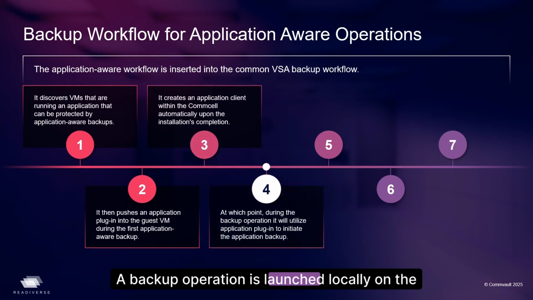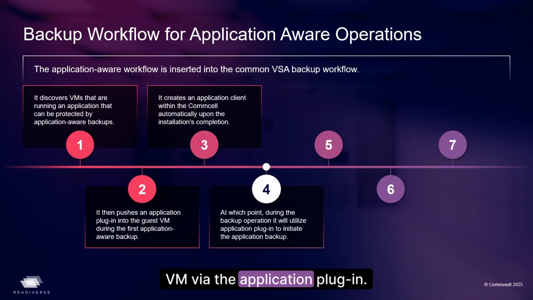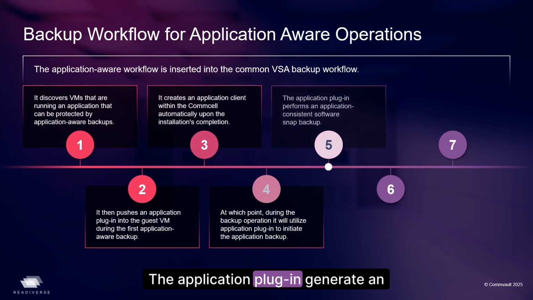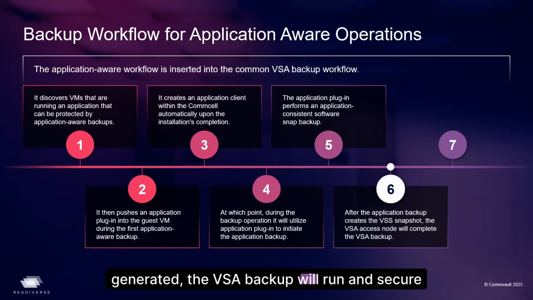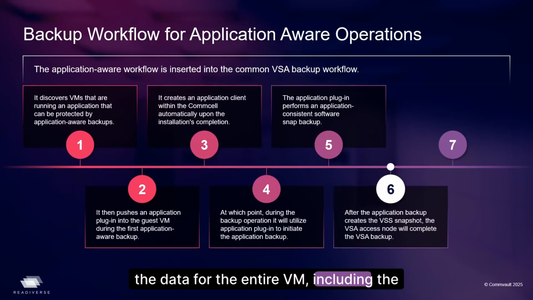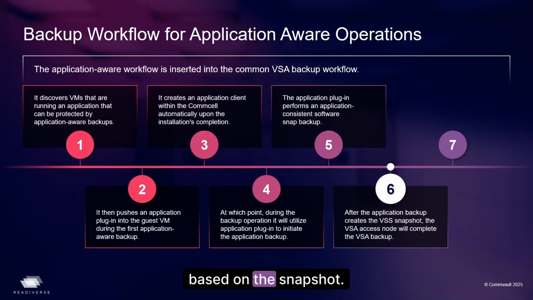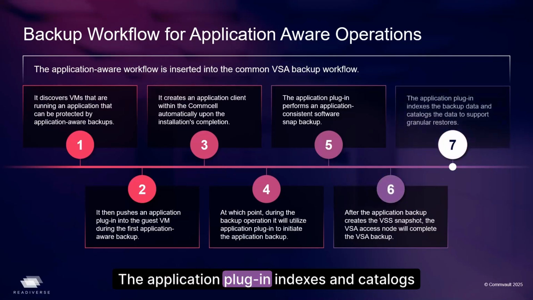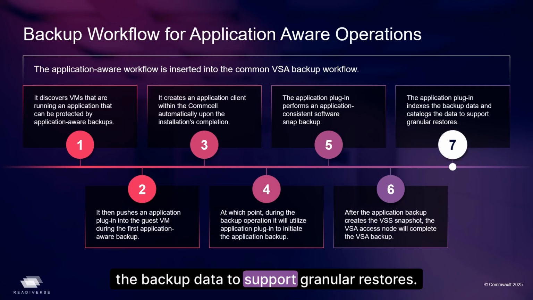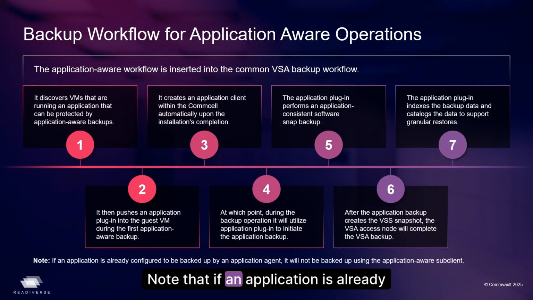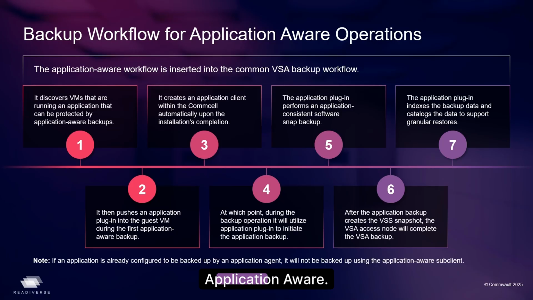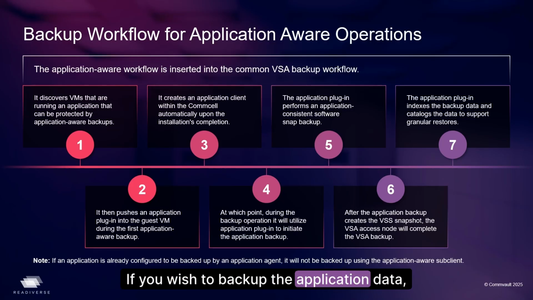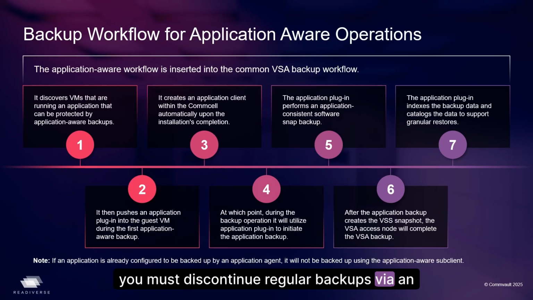A backup operation is launched locally on the VM via the application plugin. The application plugin generates an application-consistent software snap backup. Once the snapshot has successfully been generated, the VSA backup will run and secure the data for the entire VM, including the application data, which is now consistent based on the snapshot. The application plugin indexes and catalogs the backup data to support granular restores. Note that if an application is already configured to be backed up by an application agent, it will not be backed up using application aware. If you wish to back up the application data, you must discontinue regular backups via an in-guest agent.